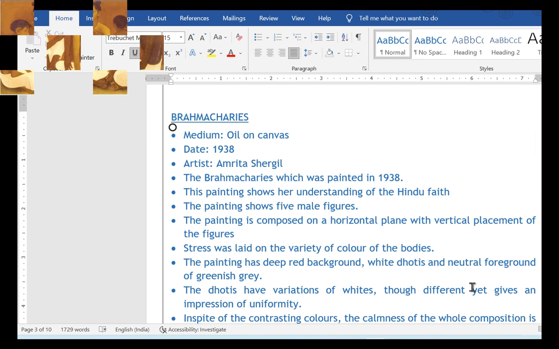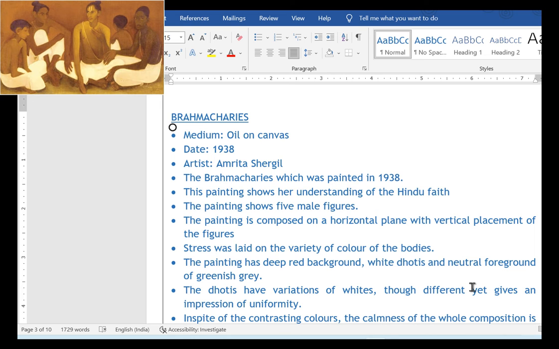The next painting is Brahmacaris. This is again an oil painting done on canvas, done in 1938. It is done by the artist Amrita Sher-Gil. This painting shows her understanding of the Hindu faith. In this painting, you can see 5 male figures and the composition is a horizontal plane with the vertical placement of these figures. Stress has been laid on the variety of color of the bodies. If you can see the 5 male figures, each of them have a different body tone.